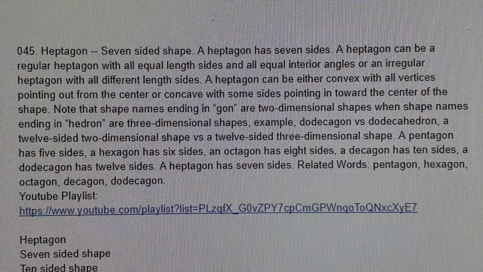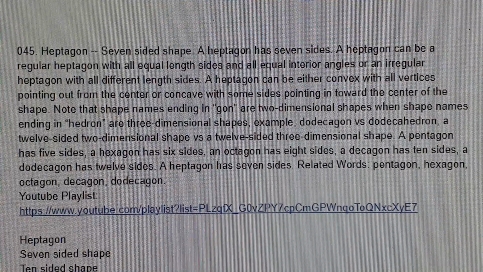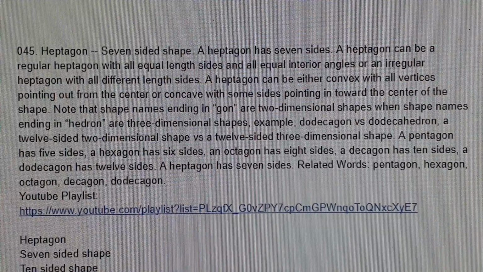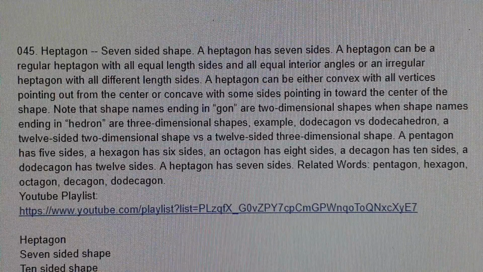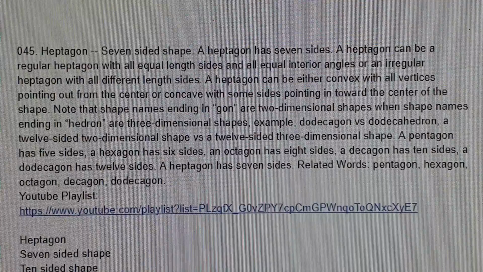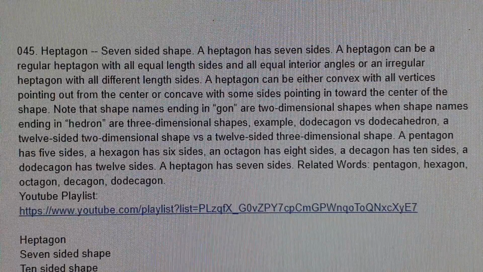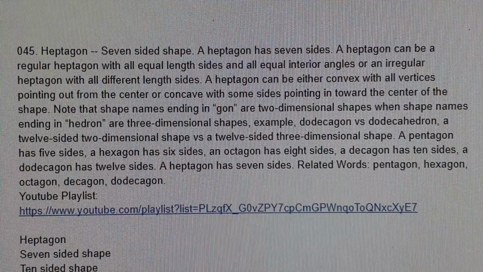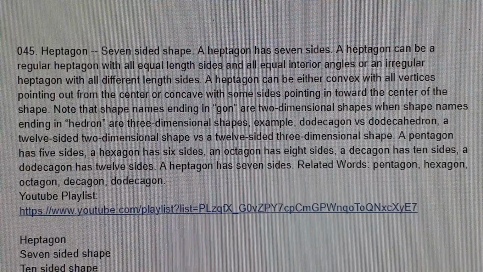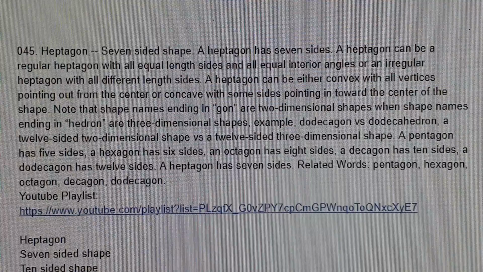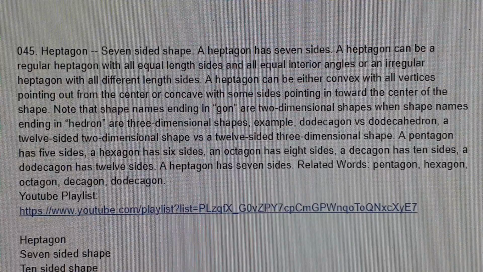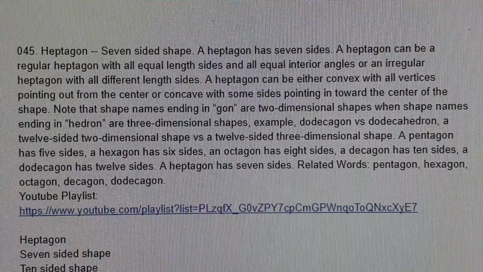A pentagon has 5 sides, a hexagon has 6 sides, an octagon has 8 sides, a decagon has 10 sides, a dodecagon has 12 sides. A heptagon has 7 sides. Related words: pentagon, hexagon, octagon, decagon, dodecagon.